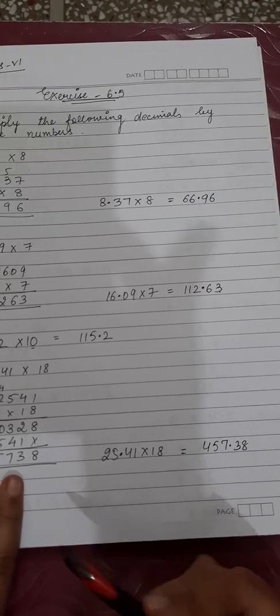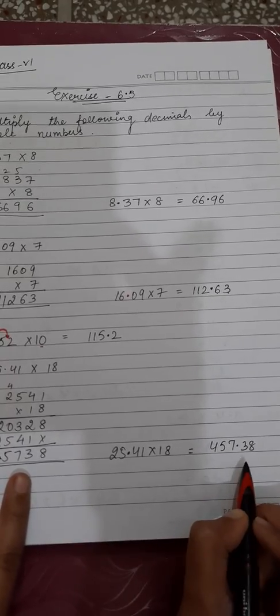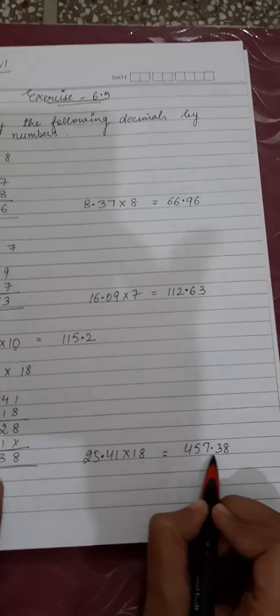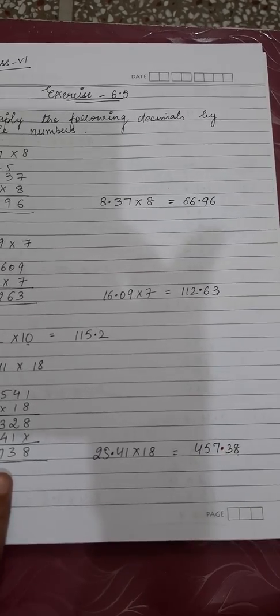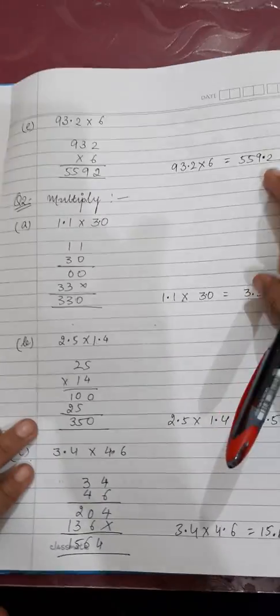Now, since in the question a decimal is there, you can see that after the decimal 2 digits are there. That means in the answer, from the back, 1, 2 and then the decimal. So before 2 digits you are going to place the decimal in the answer. Okay. Now next, the E part you are going to try by yourself.